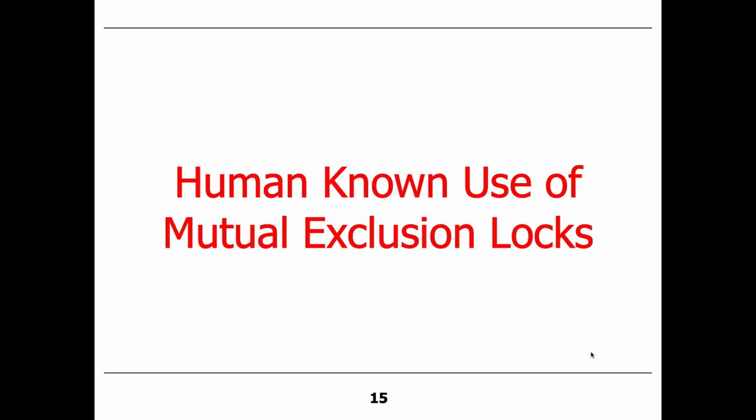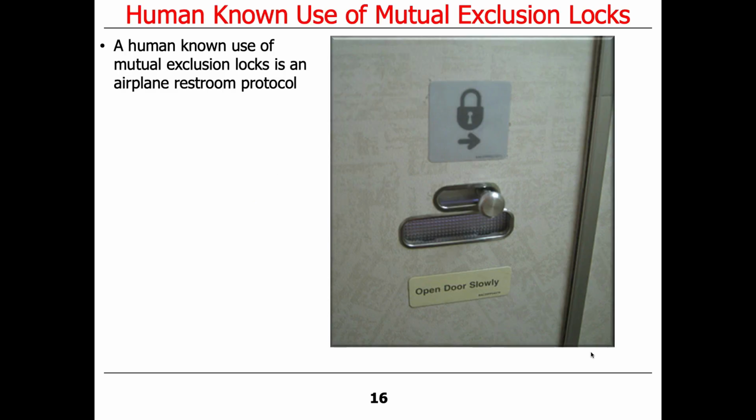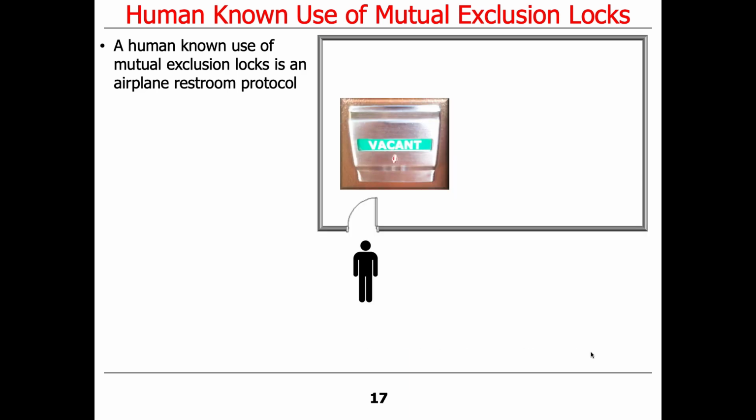And I think I've also mentioned the human known use, but we'll go through it in a little bit more detail. A human known use of a mutual exclusion lock is an airplane restroom protocol. If you've ever flown on an airplane and had to use the restroom, you're undoubtedly familiar with this. So here's how it works. You want to use the restroom.